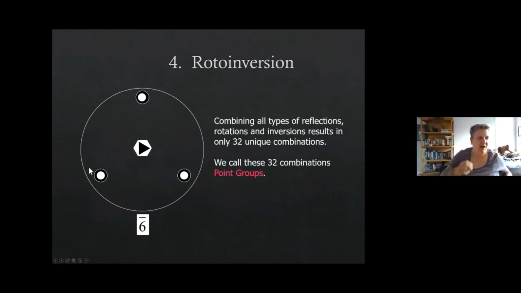So if we combine all these types of reflections, all these rotations and inversions, we get 32 unique combinations, and we call these the 32 point groups. If you want to describe any mineral, you can put it into one of these 32 point groups. If we want to get more specific and understand all the translational symmetry and describe the mineral in full, we need to go one step further and add translational symmetry, things like screw axes and glide planes, and then we wind up with 230 space groups. But for now, we're just going to deal with the 32 because that's a lot easier.